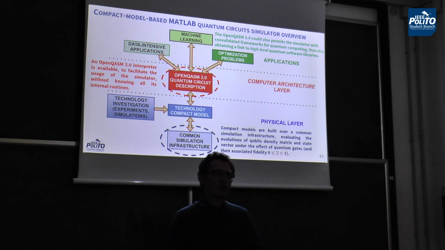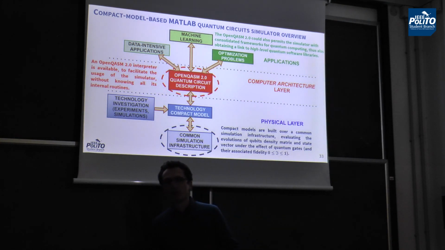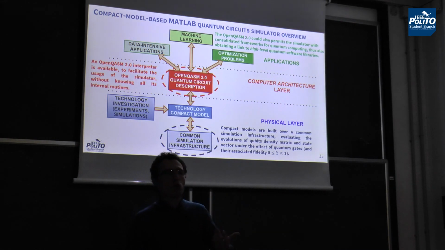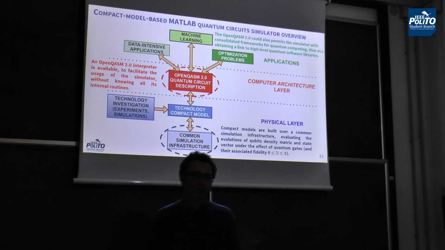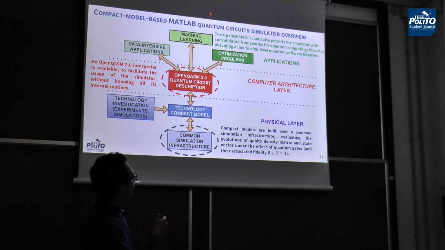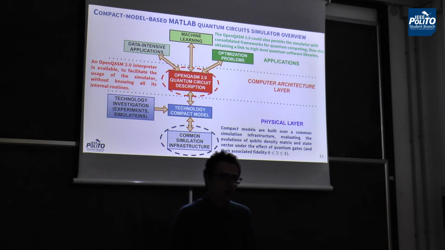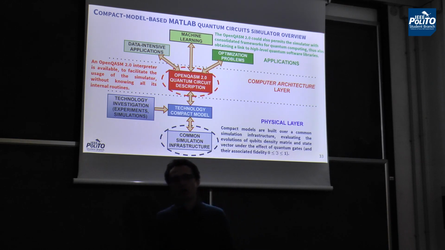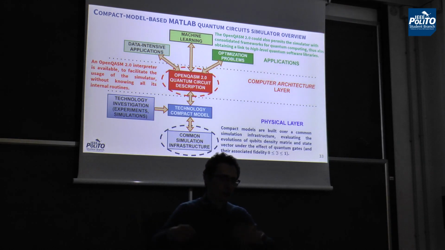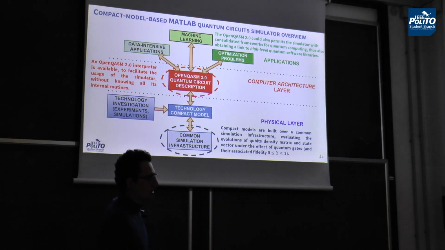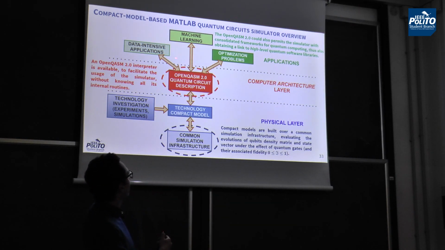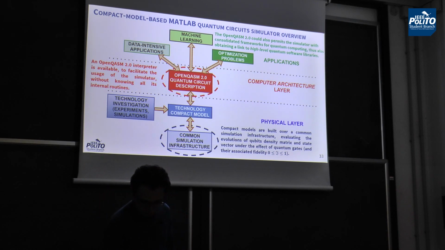The most consolidated frameworks for quantum computing, like Qiskit from IBM, Cirq from Google, and so on, usually support the translation of a quantum circuit in OpenQASM 2.0. Since this translation is possible, it is possible to virtually employ the simulator as an additional backend of these frameworks. And this allows us to evaluate the performance of our compact models with quantum circuits associated with application-specific circuits, for example, in data-intensive applications, machine learning, or optimization problems.